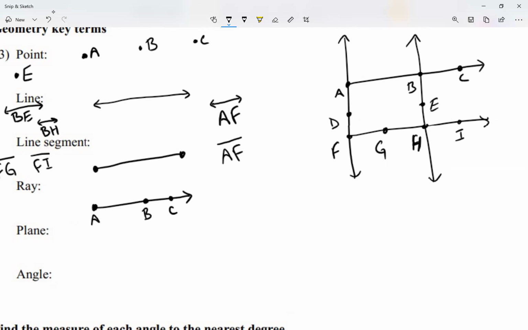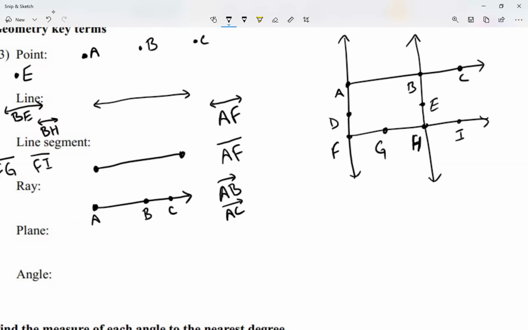In reality, I just need 2 points from the ray. My first point of the two has to be the one side that has an endpoint. So in this case, A. So I can call this the ray AB or the ray AC. It is the same thing. It is the same figure. It's the same ray.